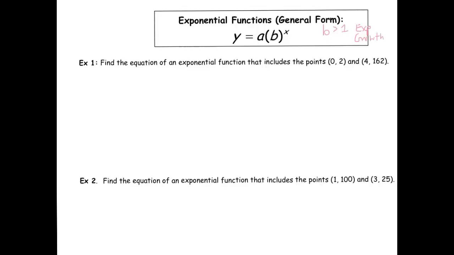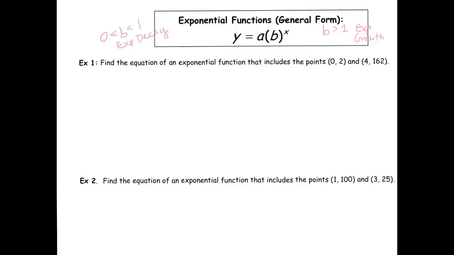And if b is between 0 and 1, and what I just wrote there says that b is greater than 0 and less than 1, in other words, it's between 0 and 1, that's when we have exponential decay. Just remember that, because when you get an answer, you want to check and see if that makes sense. Is something growing or is it decaying, and do you have the right type of value? So let's begin with an example.